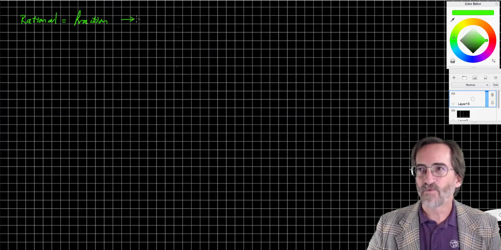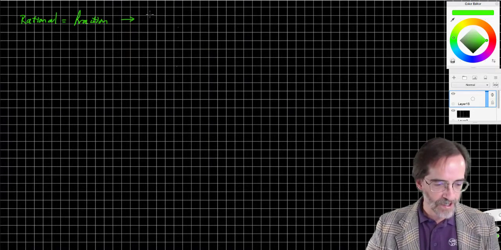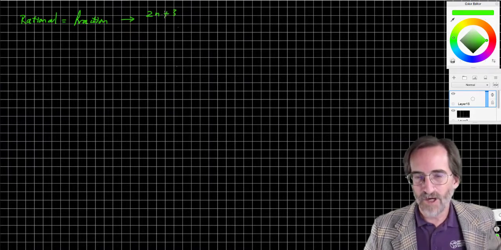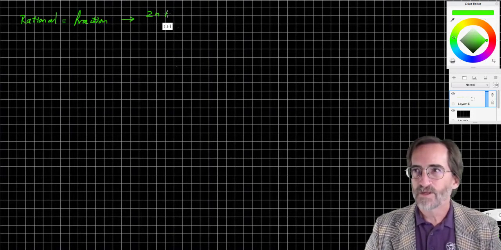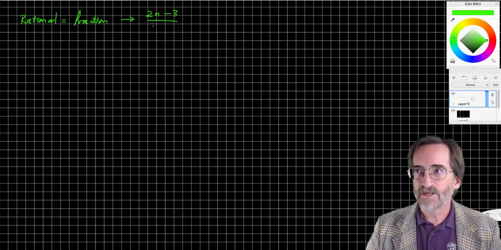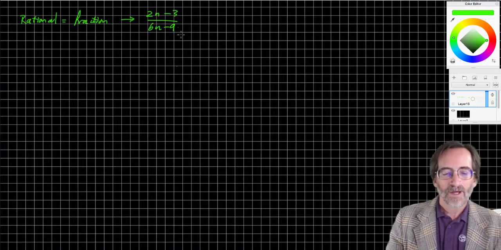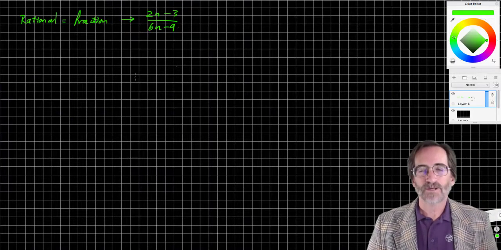So an example of a rational expression would be something like this: 2n minus 3 divided by 6n minus 9. It's a rational expression because it's expressed as a polynomial divided by a polynomial. And we're going to be simplifying rational expressions.